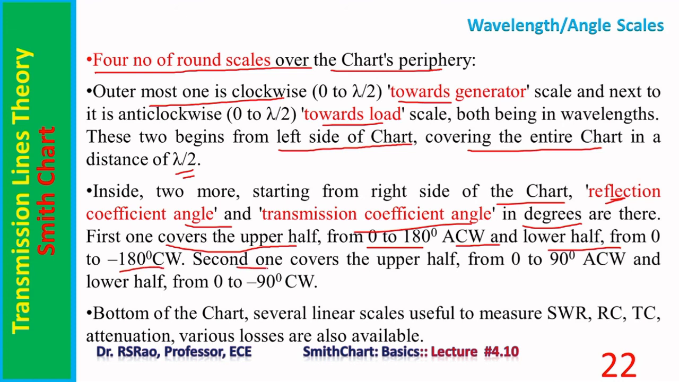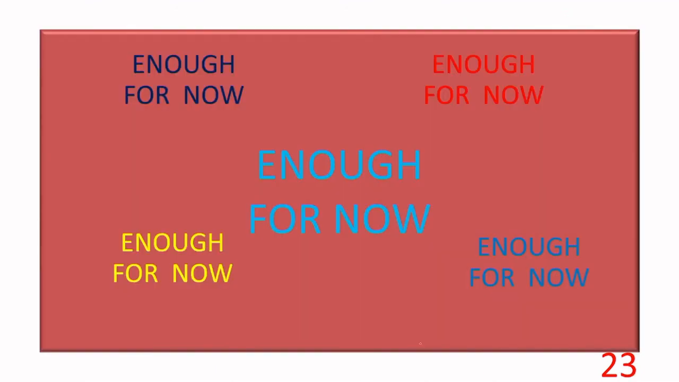Second one, this is not there in the chart that is displayed in the present session, but sometimes this scale also exists in some or most of the charts. Second one covers the upper half 0 to 90 degrees anti-clockwise and lower half 0 to minus 90 degrees clockwise. At the bottom of the chart, several linear scales useful to measure SWR, RC, TC, attenuation, various losses usually exist, but they are not shown in the chart that is displayed in the session. These are some of the things which I want to share with you right now as far as the Smith chart is concerned.